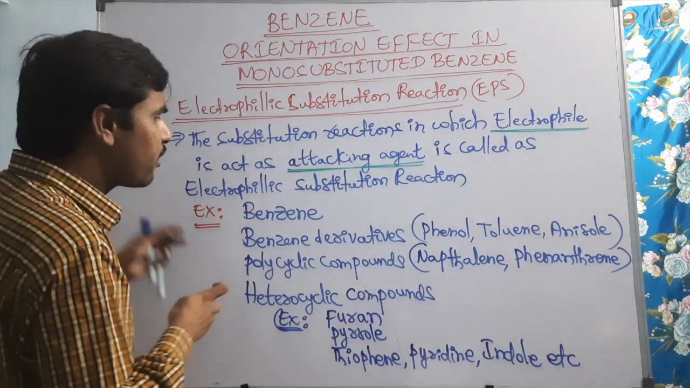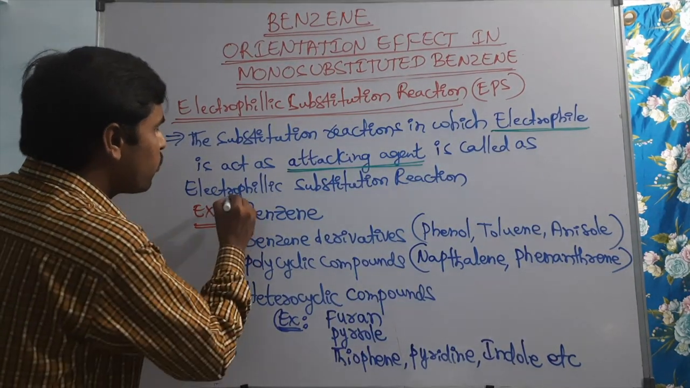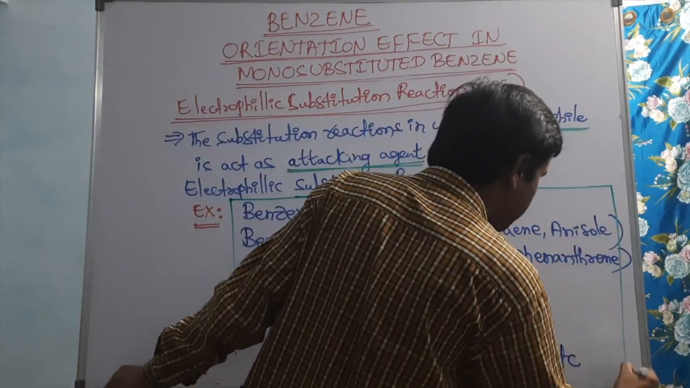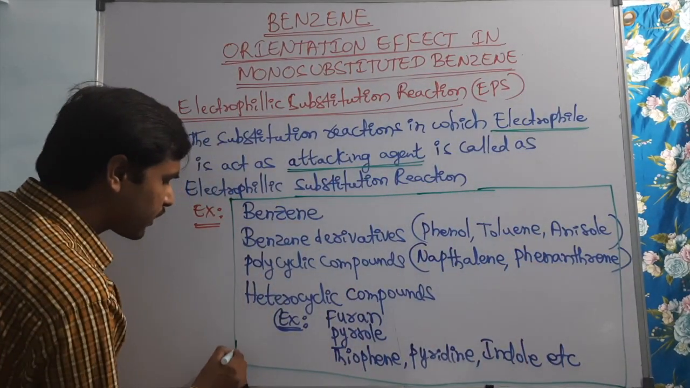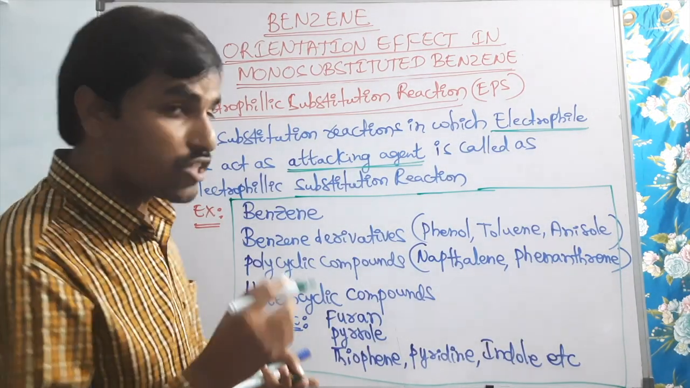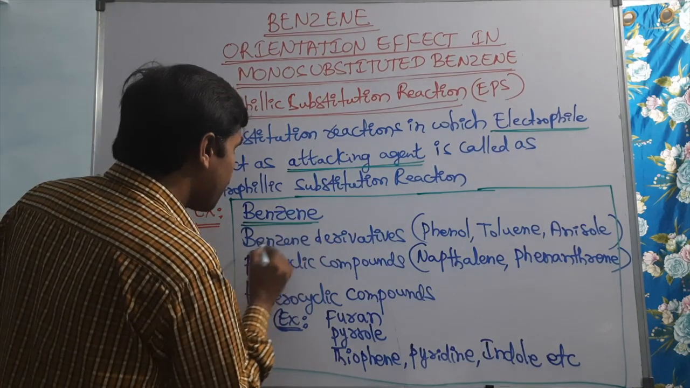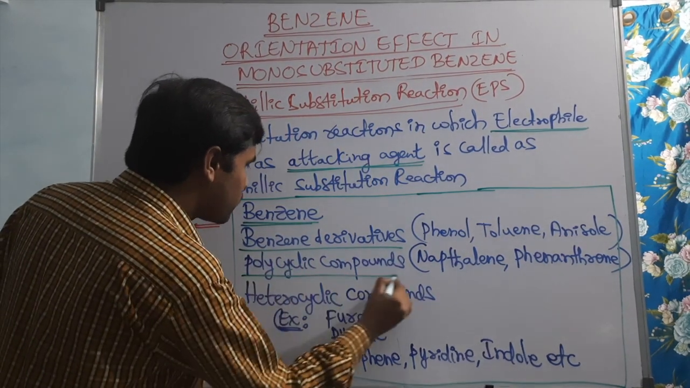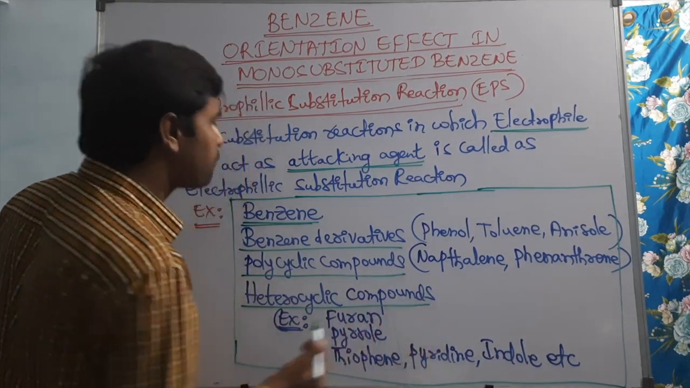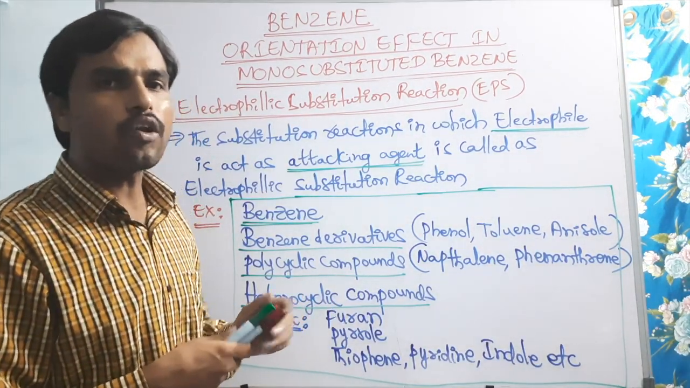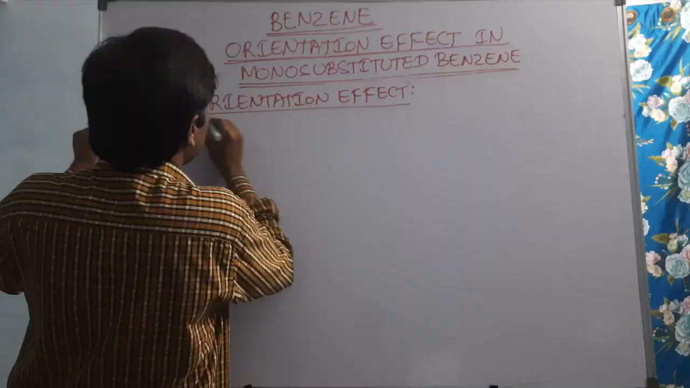This is very important. If you want to know the chemical reaction of a specific compound, then you have to know which type of reactions that compound undergoes. So benzene derivatives, polycyclic compounds, and heterocyclic compounds all undergo electrophilic aromatic substitution reactions.